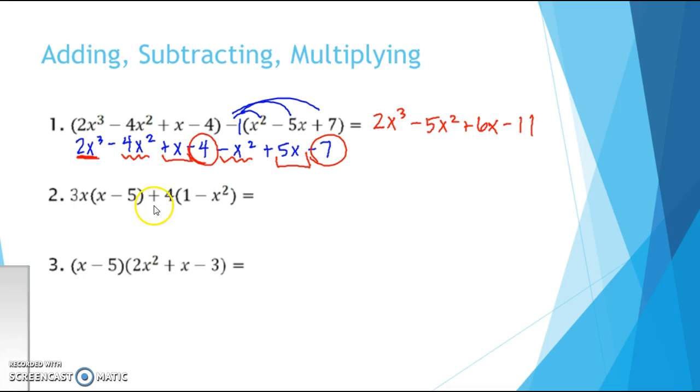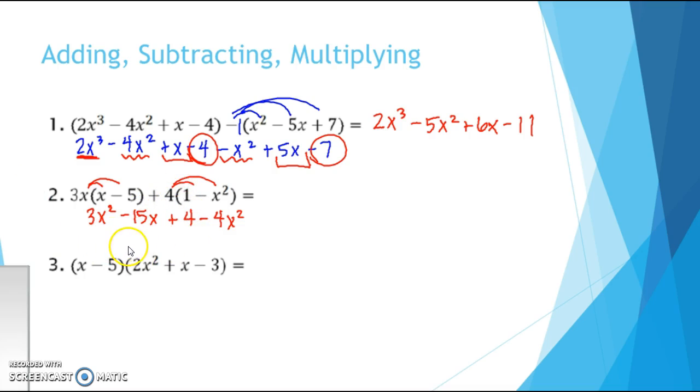For number 2, I'm adding, but before I can add, I've got to distribute into my parentheses. So the first one is going to become 3x squared minus 15x plus 4 minus 4x squared. And because I'm adding, I don't need my parentheses.